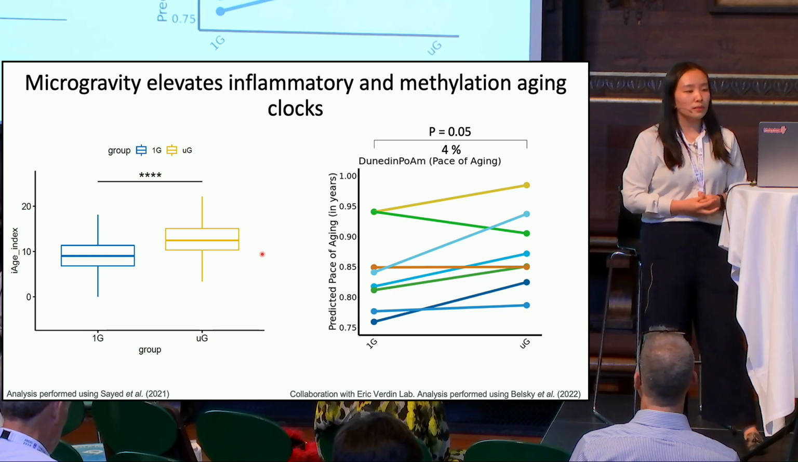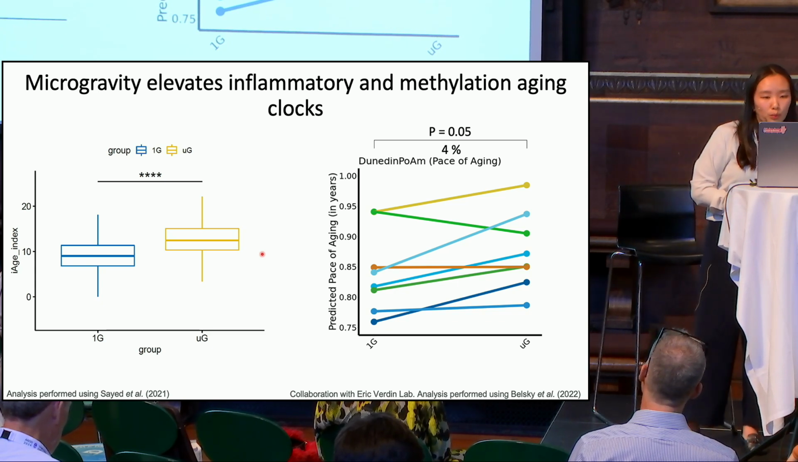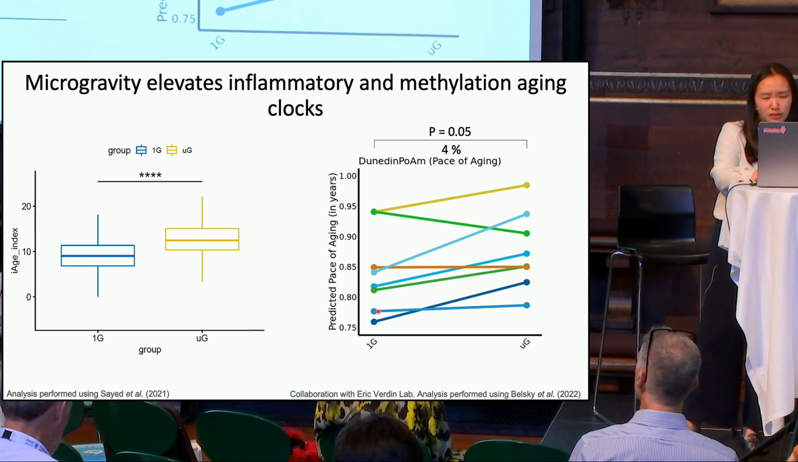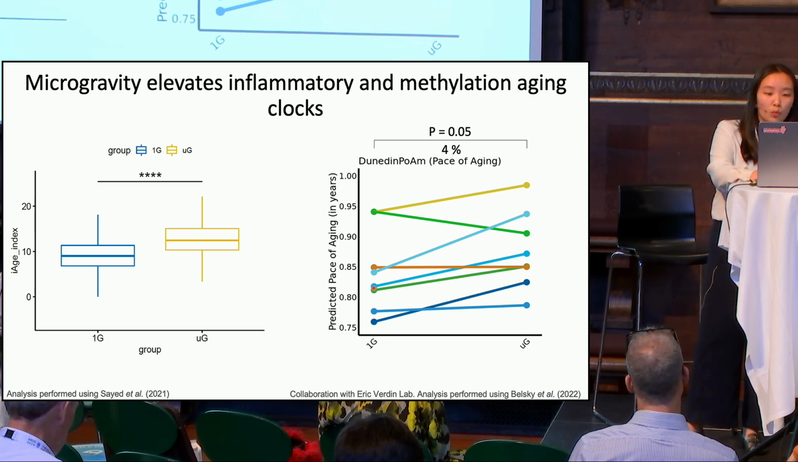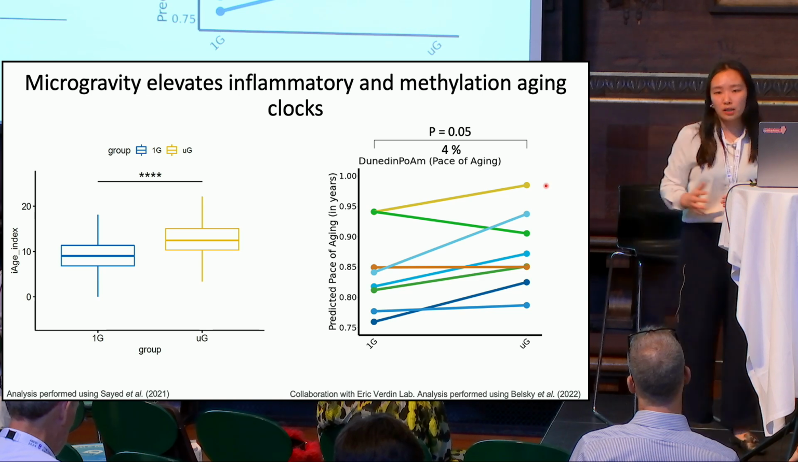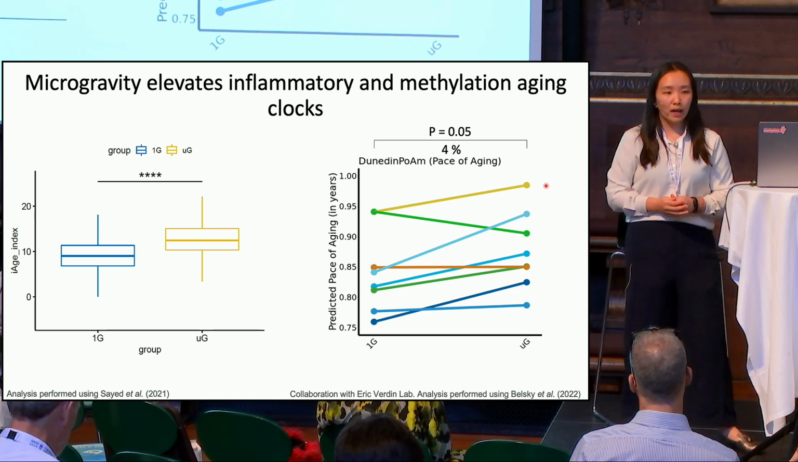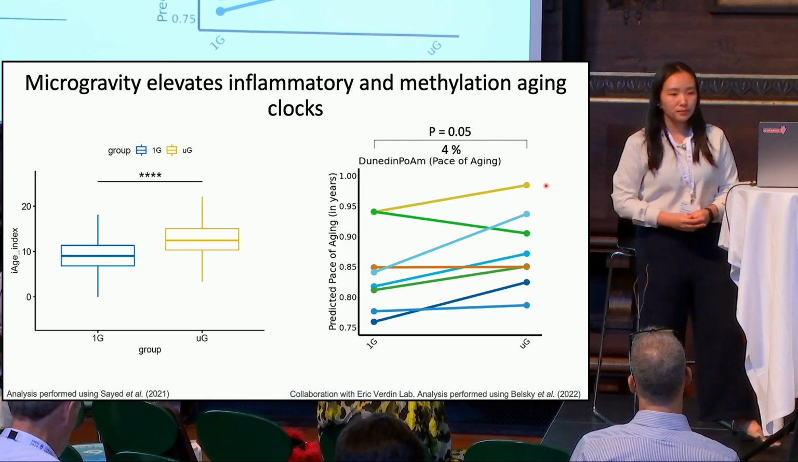And we also measured the DNA methylation on these cells. Because they're from the same donor, and we put them either in a 1G condition or in a microgravity condition, that's why the dots are connected. And using this DNA methylation clock, the pace of aging clock, we found that microgravity on average elevated the pace of aging by 4%.